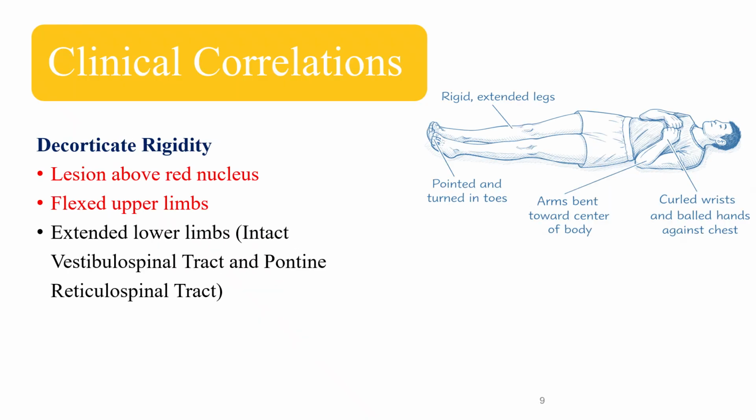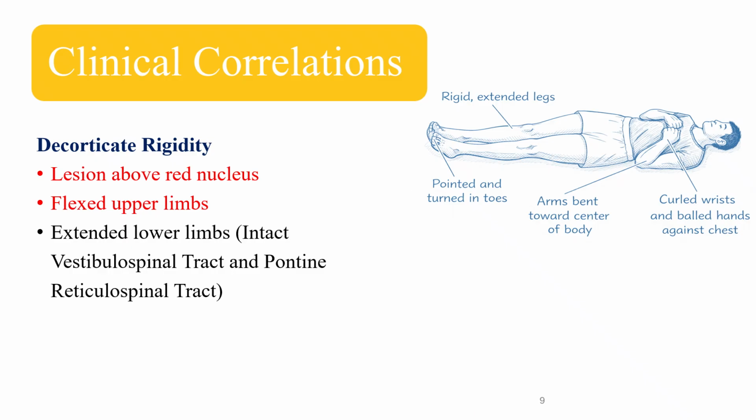The clinical correlation is very important because a red nucleus injury, either above or below the red nucleus, can present differently clinically. For example, if you are getting an injury above the red nucleus, the person can present with decorticate rigidity.